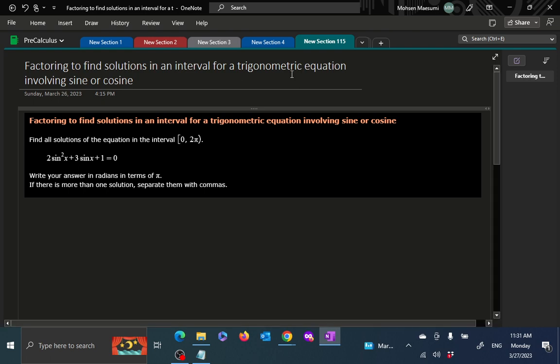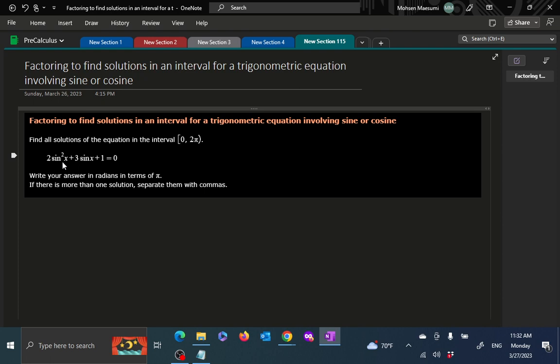If you look at the first example we are investigating today, you see that it looks like a quadratic equation: 2 times an unknown quantity squared plus 3 times that quantity plus 1 equal to 0. The quantity itself is sine or cosine of an unknown angle. So how do we approach this? The easiest way is perhaps to think about substitution.